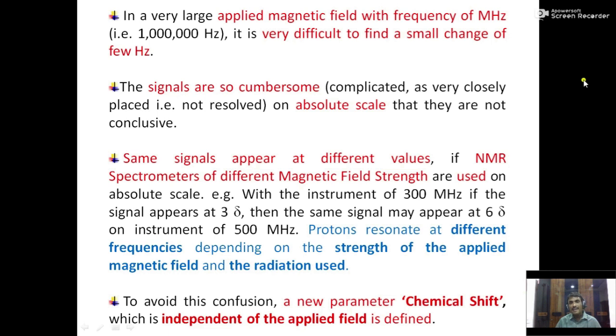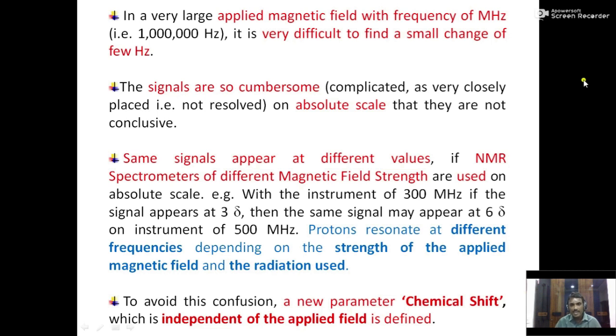The same signal appears at different values if you are using an NMR spectrum of different magnetic field strength. Suppose person XYZ is recording the NMR of ethanol on a 300 megahertz instrument, and another person, PQR, is recording the NMR spectrum on an instrument whose frequency is 500 megahertz. Then the signal will appear at different positions if you are using the absolute scale. For 300 megahertz, the signal may appear at 3 delta, and for 500 megahertz, the same signal may appear at 6 delta or at some different value. I have just taken it as an example.